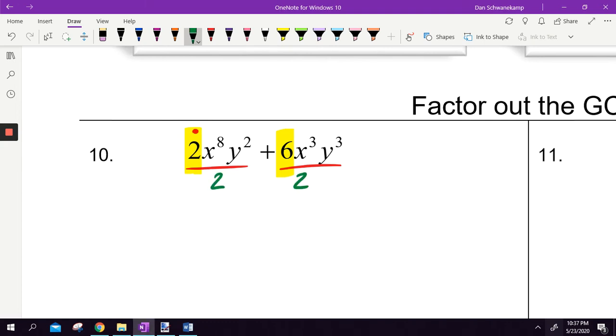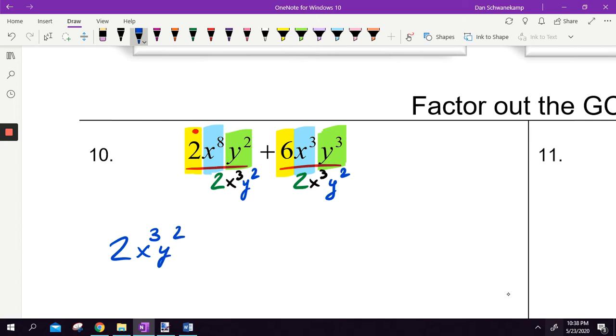So I'm going to take a 2 out. My next thing I've got here is an x. It's got an x to the 8th. This one's x cubed. So how many x's can I take out of both? Well, I can take out x cubed because both of them at least have 3 x's, x cubed in it. And then my last one is y squared and y cubed. Do I have at least one y in each of them? Yes, I have at least y squared in each of them. So I'm going to take a y squared out. So that's what I'm taking out. So that is my GCF, 2x cubed y squared.